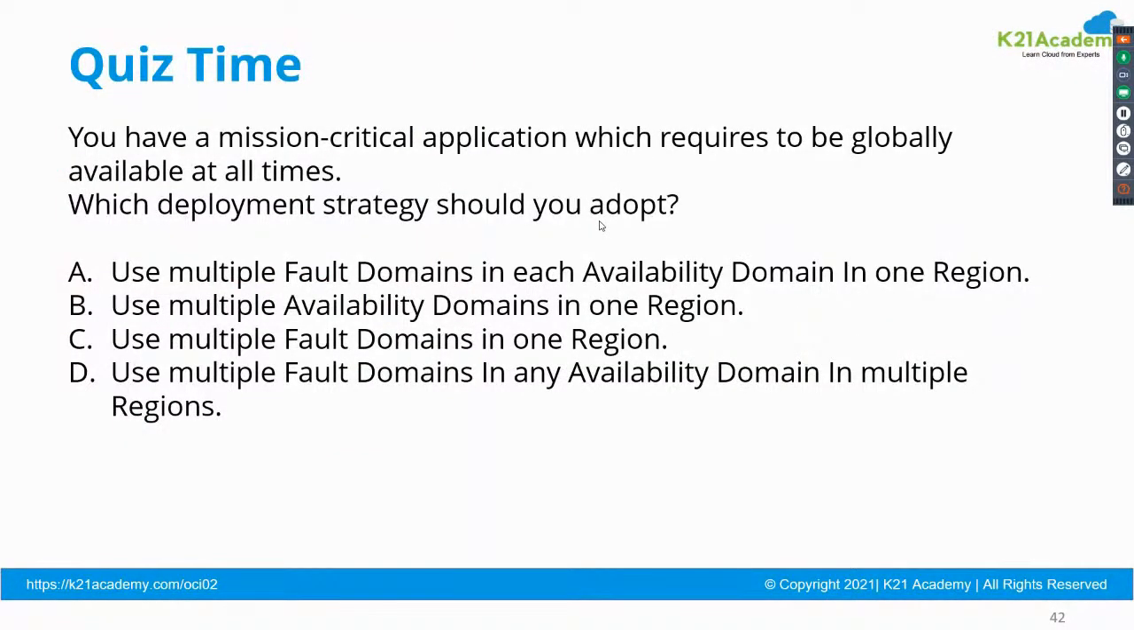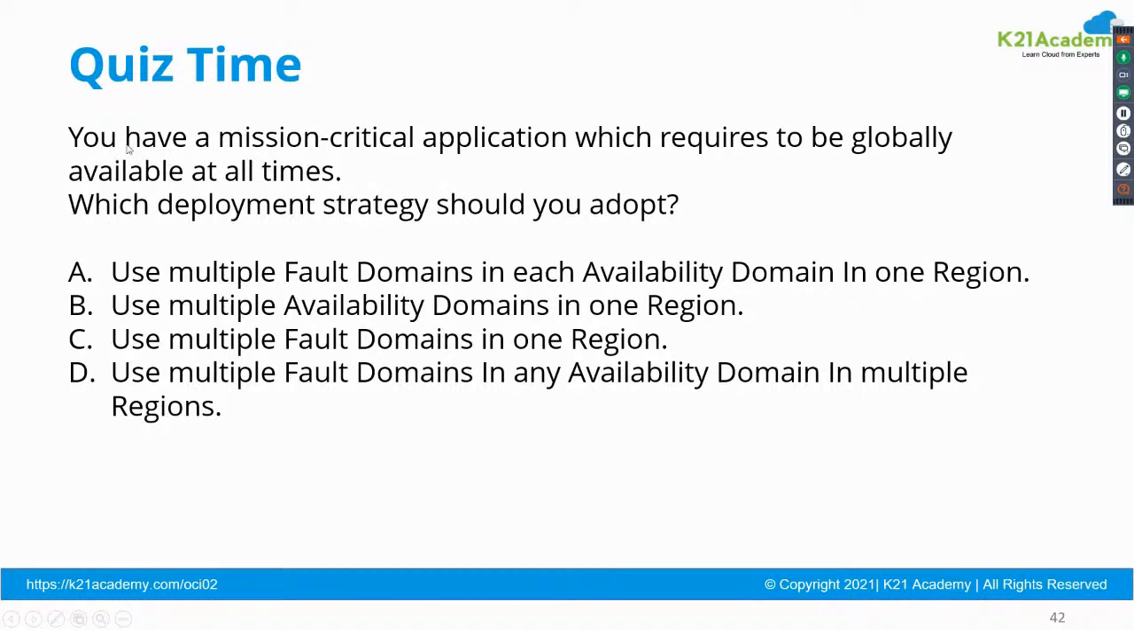Okay, so this is a pretty interesting question. Another question for the quiz. So just put your answer in the chat box. You have got a mission critical application which requires to be globally available at all times. Now, what is the deployment strategy you are going to adopt? I will take a pause here and first analyze what this question is talking about.